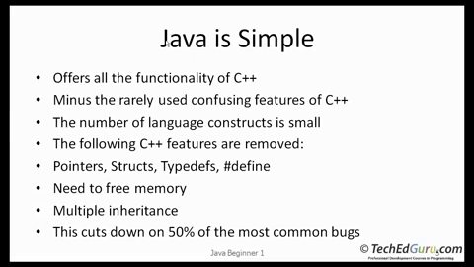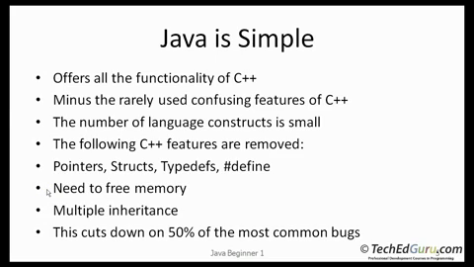The first one, Java is simple. I agree with that. Java is definitely a simple programming language. It is definitely easy to get started with it. It offers all the functionality of C++ minus the rarely used confusing features of C++. The number of language constructs is small compared to most other programming languages, and they decided to remove some of the features of C++ like pointers, structs, typedefs, and define. So Java doesn't have pointers, not the way they are implemented in C++ at least.